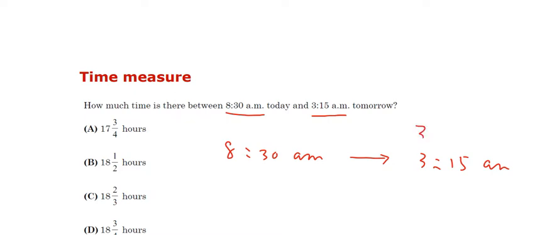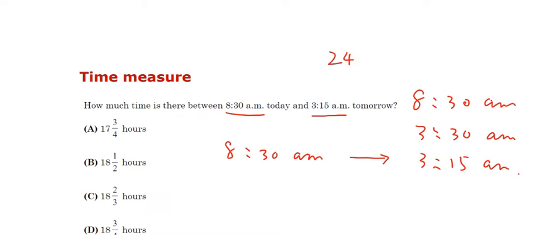So let's check how about 3:30, also 3:30. Okay, so from 8 o'clock to 3 o'clock is how many hours? Okay, so we just say, like 8:30 a.m. today to 8:30 a.m. tomorrow, this is 24 hours, right? We know 24 hours.